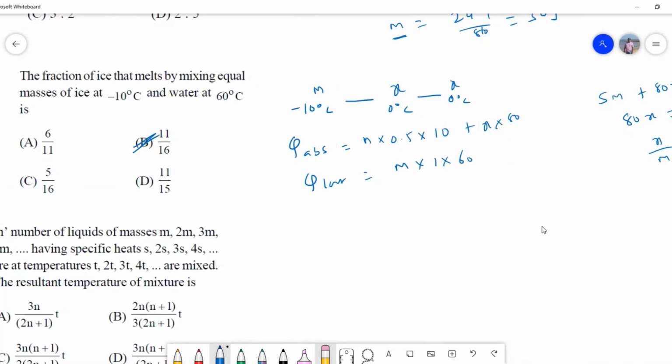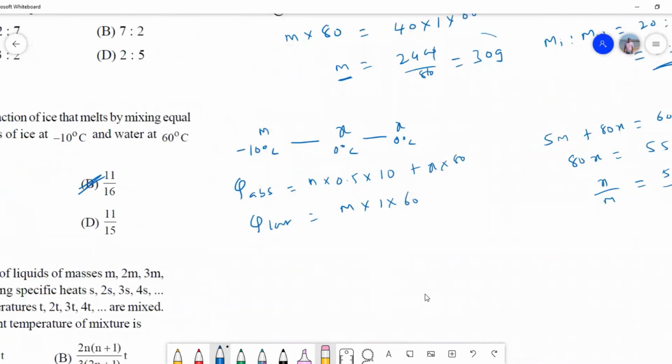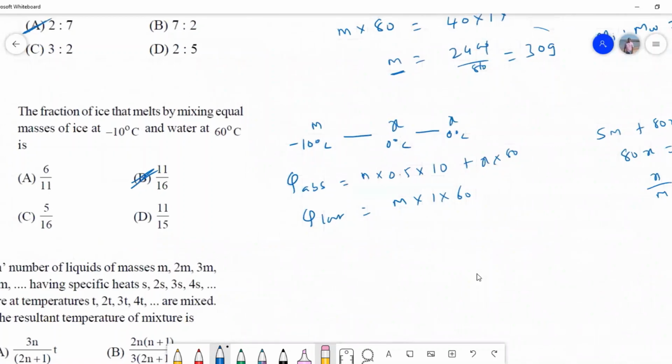I'll tell you again. Here what is said is that initially equal mass of ice and water are taken. Out of that m grams of ice taken, only x grams will melt, not all. But for all the m grams, the temperature will change to 0. But after that, all ice will not melt, only a part of it. That's why we took mcΔT of ice plus mL, change of state. That is equal to mcΔT of water.